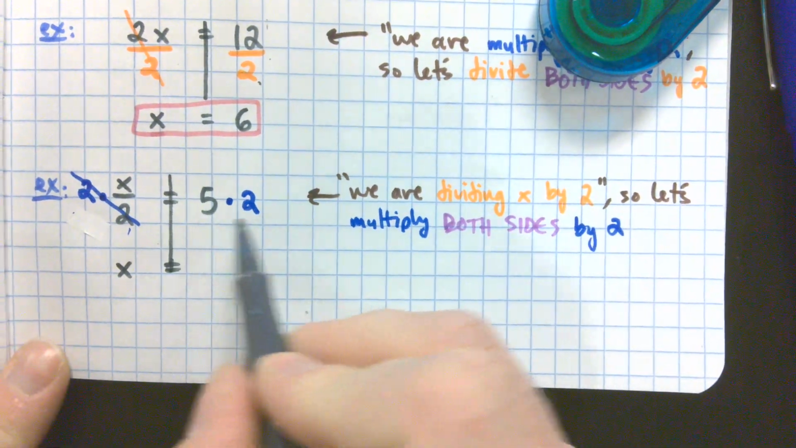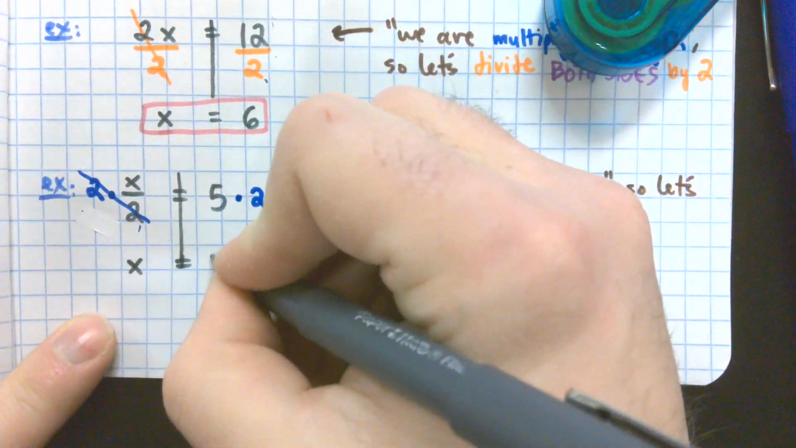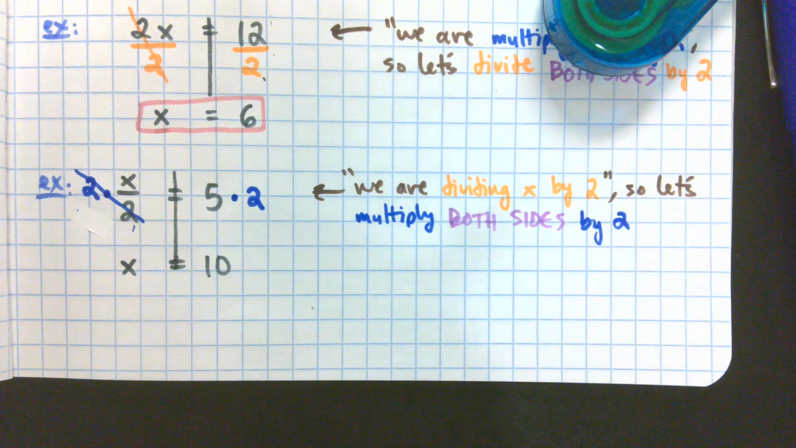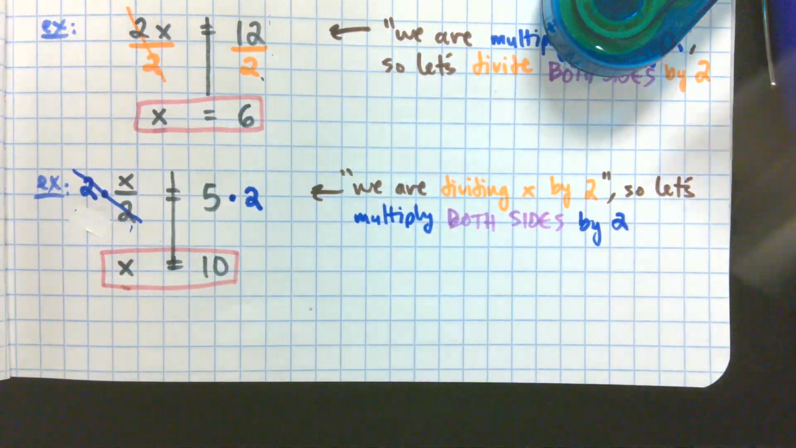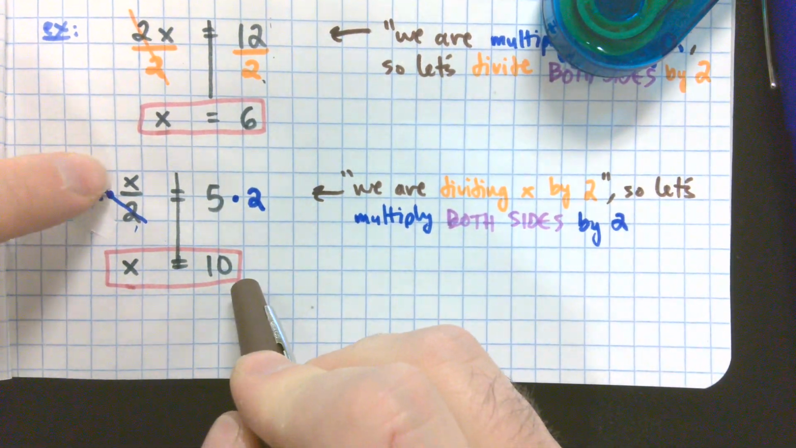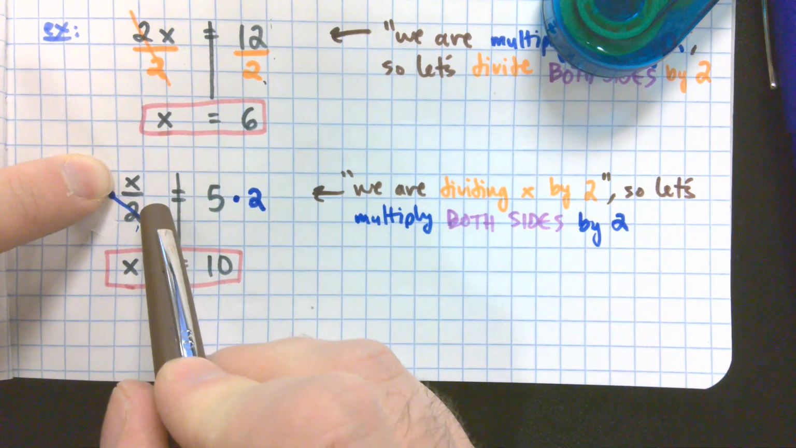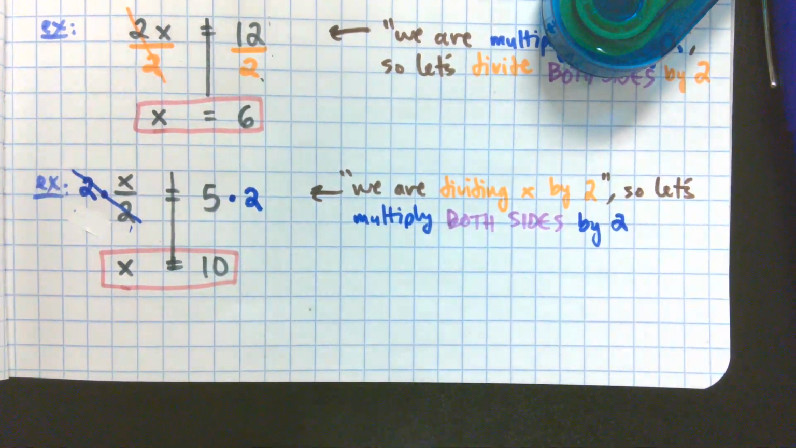Equals, what's 5 times 2? 10. Boom. There's our answer. X is equal to 10. And it makes sense, right? If we took 10, plugged it back in for x, 10 over 2, that just gives us 5.